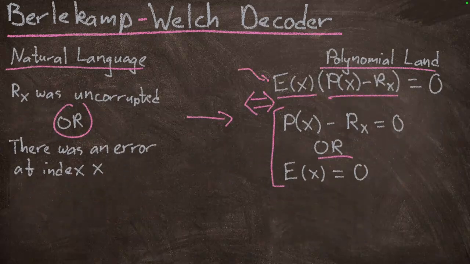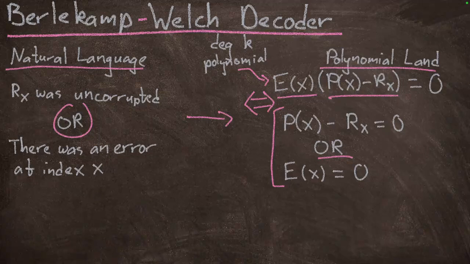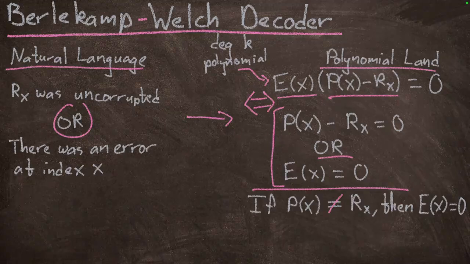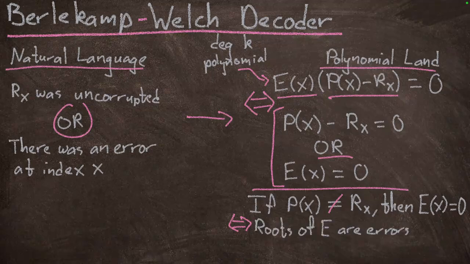So let's look at it one more time. Let's say that E is a degree k polynomial. Why? Because it'd be nice if it was. Let's go with that, follow our pencil and see what happens. If E is a degree k polynomial, what do we know? Well, if P of x is not equal to R of x, then E of x must be equal to 0. That's just saying this one is false, so this one must be true. That's how ORs work. So if P of x is not equal to R of x, then E of x is equal to 0. And if it's a degree k polynomial, then we know that the roots of E are errors.